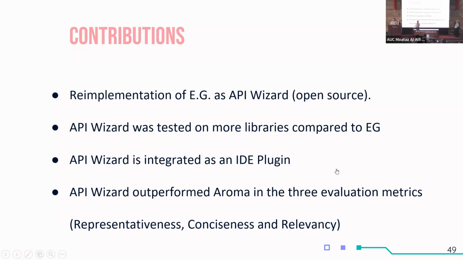Okay, so in conclusion of the results discussed, we successfully re-implemented EG and came up with our tool, API Wizard, which is an open source tool. API Wizard was tested on more libraries compared to EG. It is also integrated into an IDE plugin, which enhances the user experience. And API Wizard finally outperformed Aroma in the 3 evaluation metrics: representativeness, conciseness, and relevancy.